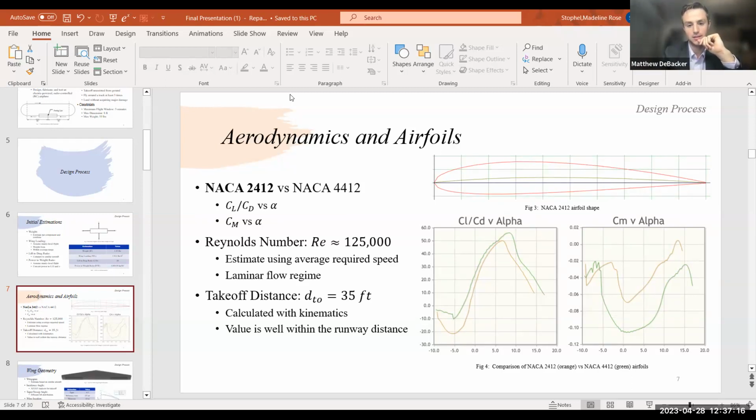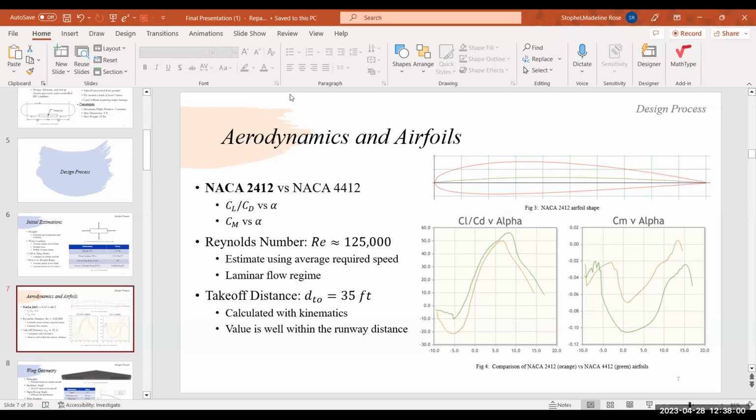So for the L over D versus alpha graph, we decided that the increase in L over D was not as important as, correct me if I'm wrong, Maddie, the coefficient of moment versus alpha. We wanted it closer to 0 for the wing, since the wing is a destabilizing part of static stability. So we were thinking that the large magnitude of the NACA 4412 coefficient graph, that was more negative, was more hurtful than the gain we would get from the L over D for the 4412. So did I explain that well?